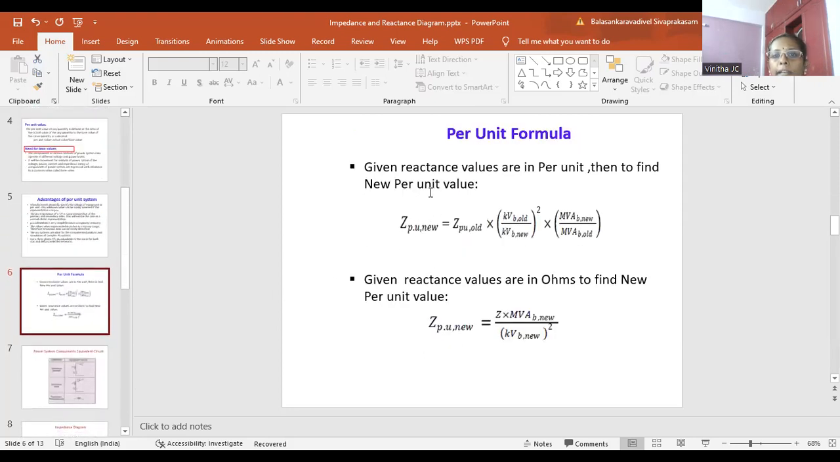And in this per unit analysis, we have two formulas to calculate Z per unit. If all the values are given in per unit, then the formula to calculate Z per unit new is equal to Z per unit old into (KVB old by KVB new) the whole square into MVAB new divided by MVAB old. And the second formula to calculate Z per unit new is equal to Z, that is the actual value, divided by base value.